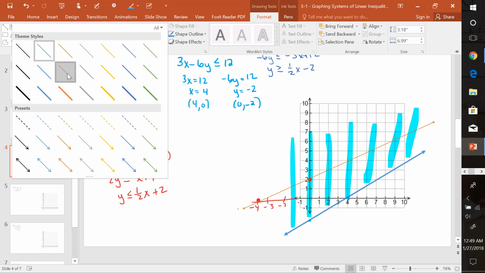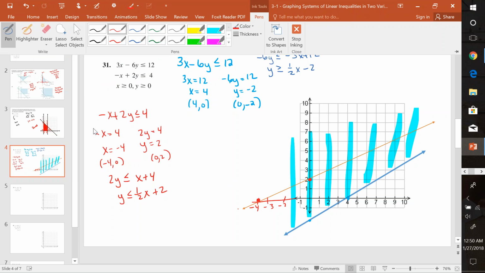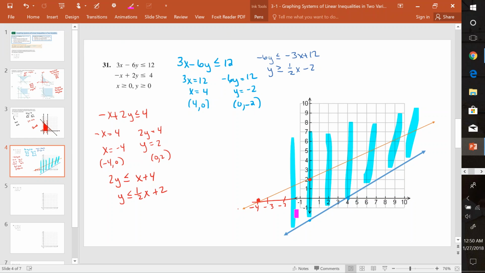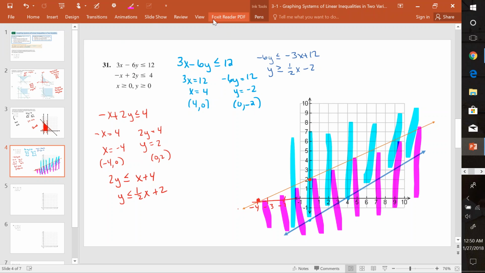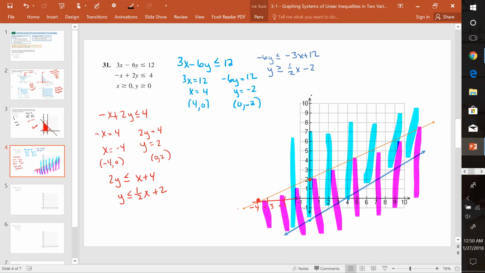So I'm going to make this line kind of orange. Okay, now for the important part, where are we shading? So we're shading below. See how this is y is less than or equal to. So I'm going to shade with the pink, and we're shading down. Okay, and then we have x is greater than or equal to 0, which means we have the line x equals 0, this vertical line here, and we're going to be shading to the right, so we'll use yellow for that.